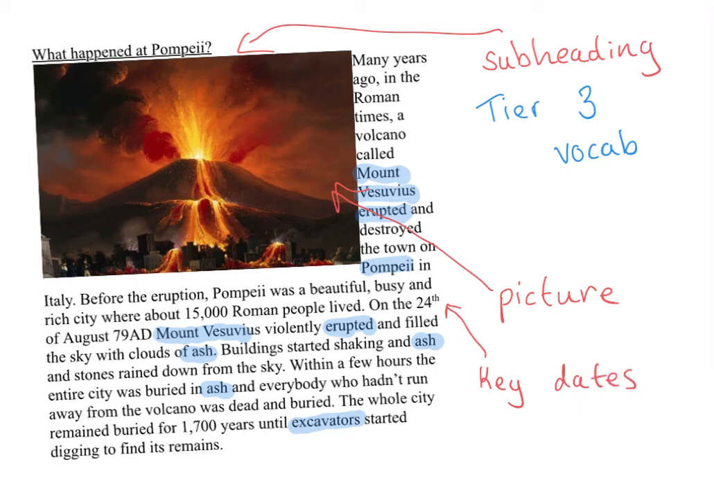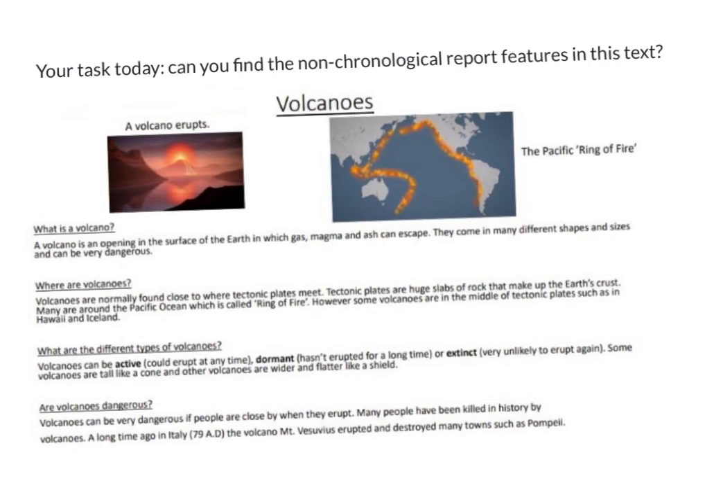Okay, so what you're going to do today. Okay, so here is your task today. Can you find the non-chronological report features in this text? So I'm going to give you a text about volcanoes. It's much shorter than the one we've just read. I want you to read it and then write down underneath in the document for me, or write down on a piece of paper the features that you can spot and any tier 3 vocabulary that you can spot. So if you can see a picture, which you can say, oh, picture. You can put it in bullet points for a list, that might be easier.